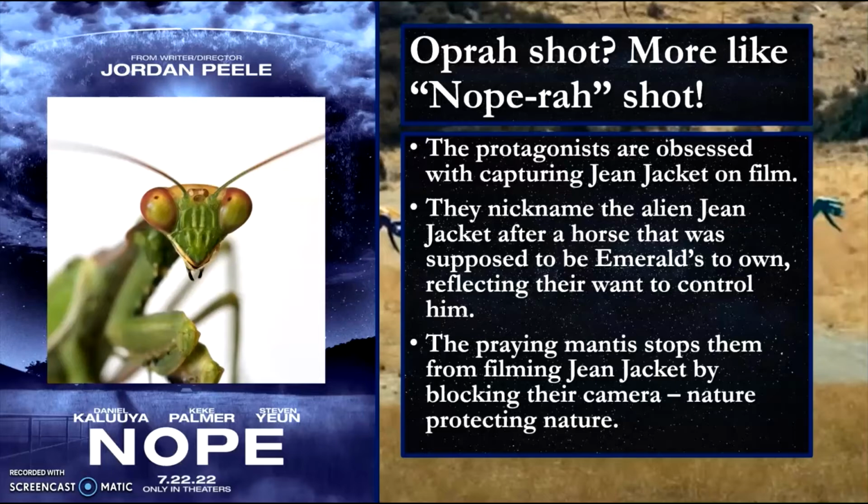So I want to talk about with this slide how their efforts are all, until the end of the movie, of course, their efforts are disrupted by none other than a praying mantis, which is an animal. And I think it's funny that the praying mantis, with its big eyes and the shape of its head, happens to look like what we think of when we think of aliens, right? And it helps protect Jean Jacket from being made into a spectacle. So that's nature looking out for nature, right? Because the praying mantis blocks the camera.